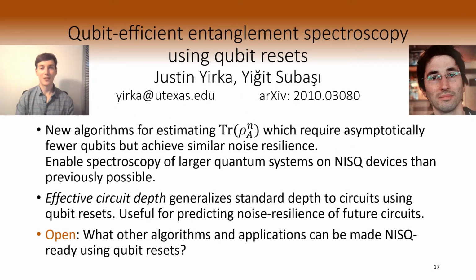Finally, I'll summarize my talk. So again, this was on our recent work, Qubit-efficient entanglement spectroscopy using qubit resets, now available on the arXiv. This was joint work between myself, Justin Yirka, and Yiğit Subaşı. Our first main contribution was that we introduced new algorithms for entanglement spectroscopy via estimating trace of rho to the n, which use asymptotically fewer qubits than previous algorithms, but achieve similar noise resilience. This enables spectroscopy of larger quantum systems on NISQ devices than previously possible.